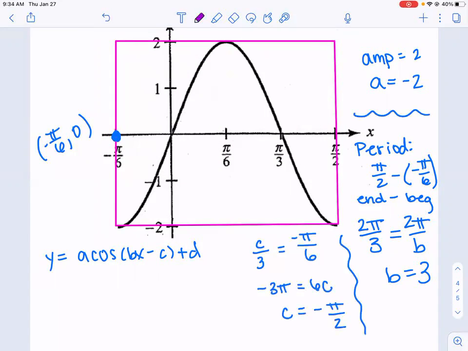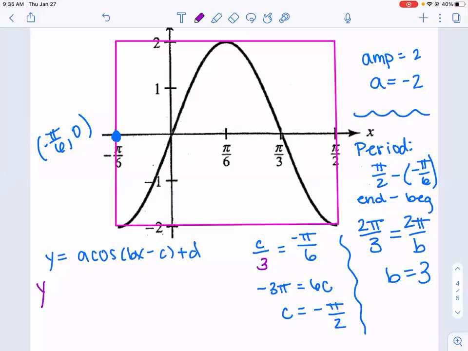I would love to. So our starting point is negative pi over 6. We find the starting point by taking C over B. So I took C over B and set it equal to negative pi over 6. Well, B we know is 3. So I replaced B with 3, and then I cross multiplied. 3 times negative pi equals 6 times C. So now we're going to divide by the 6 to get negative pi over 2.